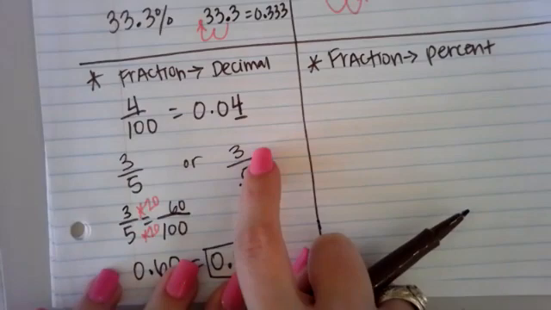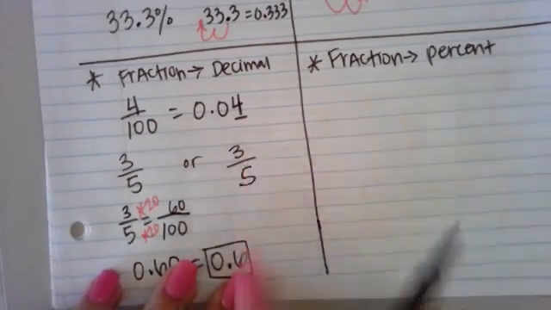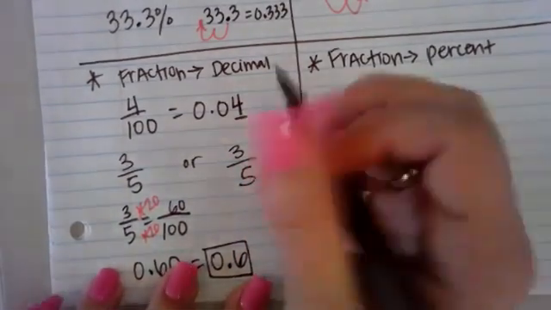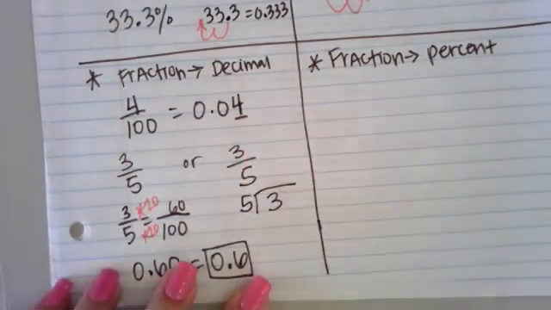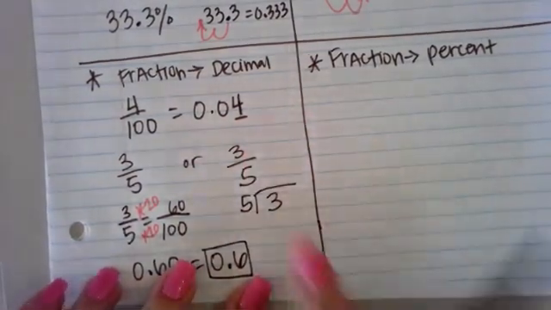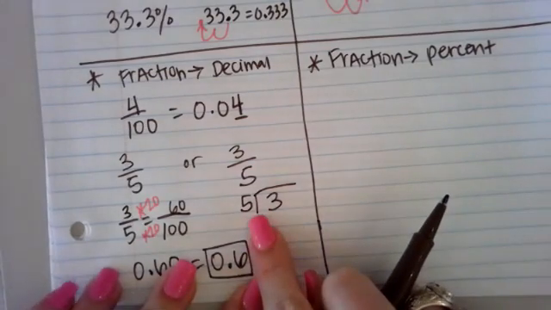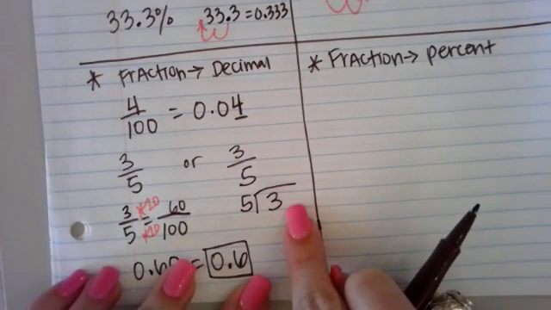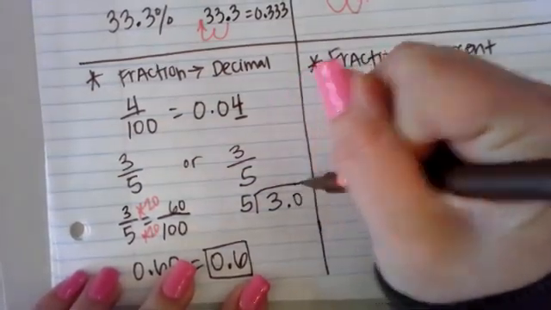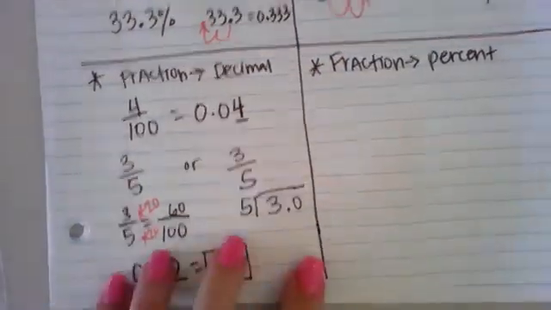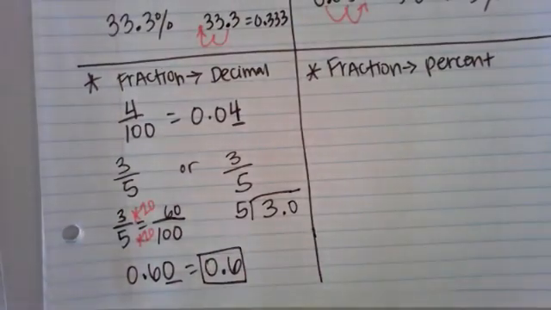So this is saying 3 divided by 5. Remember, the fraction bar means to divide. So if I divide 3 divided by 5, it is going to look like this. 3 is on the inside, 5 is on the outside. 5 cannot go into 3. However, I can put a decimal point and I can put as many zeros as I want. I typically put 2. I'm just going to put 1 for right now.